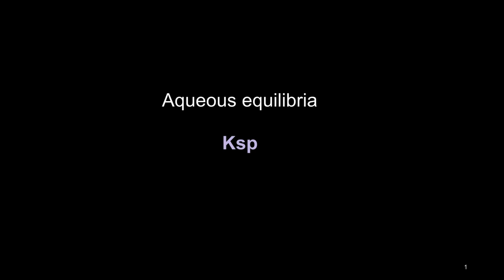KSP is the equilibrium constant of reactions in which a solid is in equilibrium with its aqueous ions. The SP stands for solubility product. KSP is used in industrial processes such as the desalination of ocean water, the making of soap, and the purification of table salt.